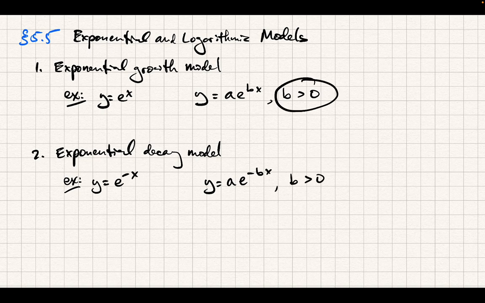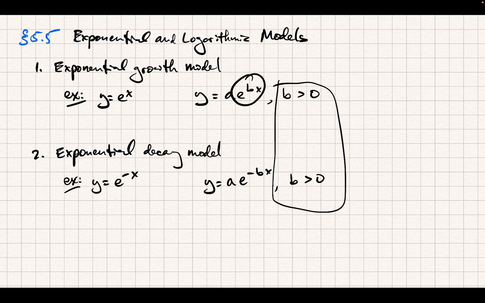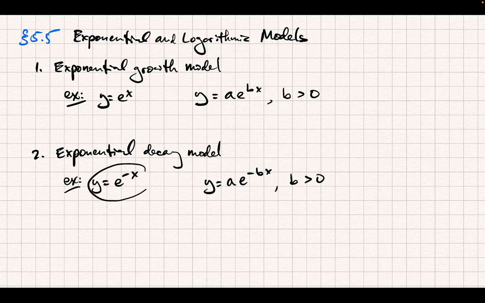B is greater than 0 ensures that the exponential growth model has a positive exponent, and the exponential decay model has a negative exponent. So it is supposed to be B is greater than 0 in both cases, because this one doesn't have a minus sign, this one does have a minus sign. But I want you to graph y equals minus e to the minus x.